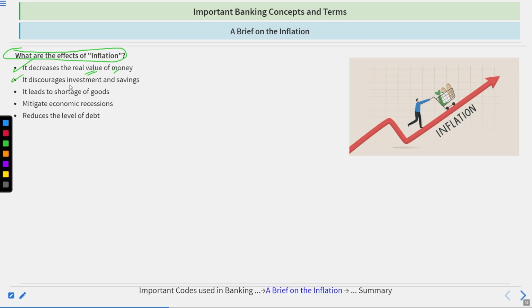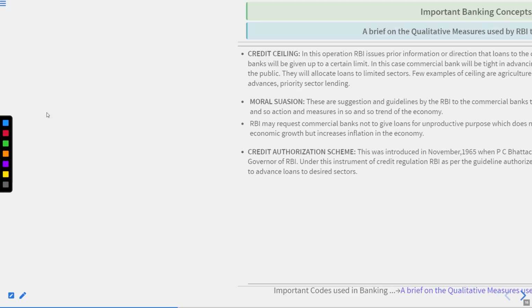Second, it discourages investment and savings. When inflation rises, the interest rates will be lower. Sorry, the interest rate will be decreasing. So that's why the investment will not be lucrative. Also, the person has to erase his savings in order to meet the expenses. Then it leads to the shortage of goods, mitigates the economic recessions, and reduces the level of debt.